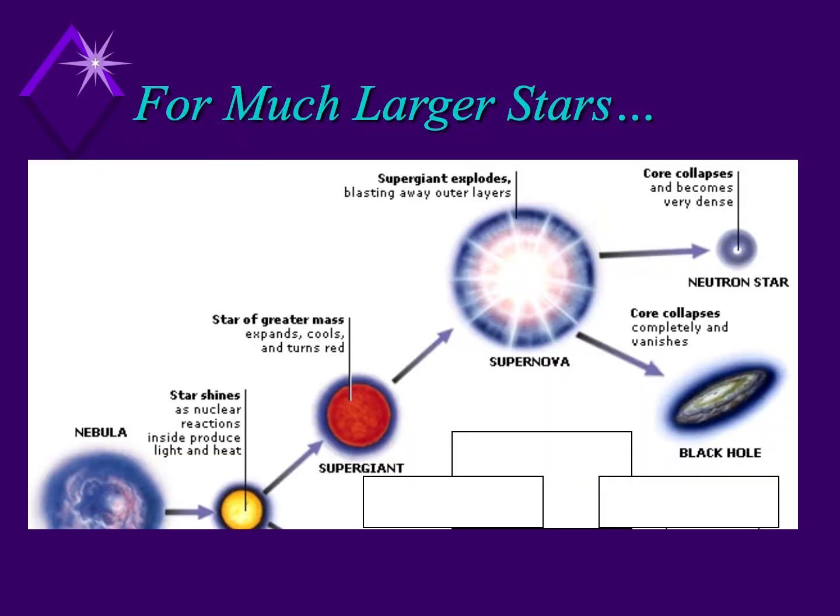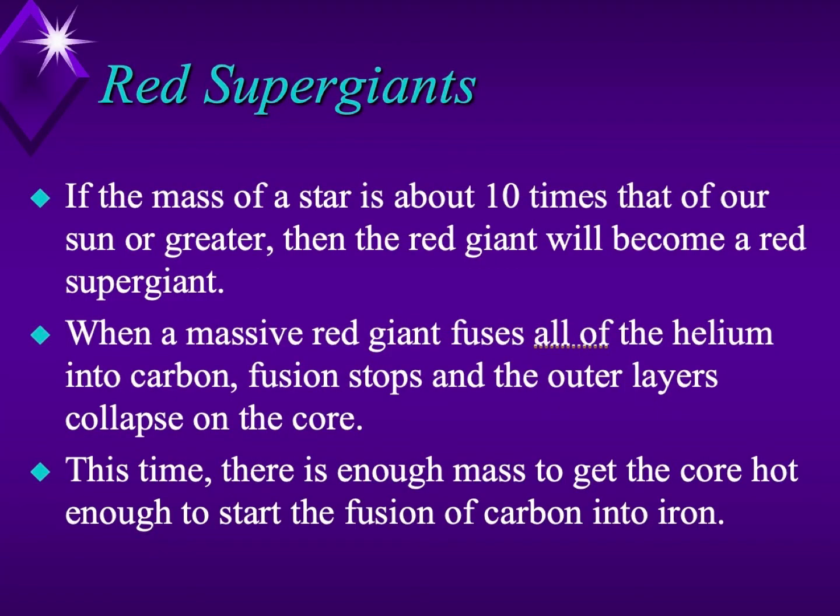Now, let's look back to our diagram and follow the other path. This is the path taken by stars, which started out much heavier than our Sun. Stars that start out about 10 times larger than our Sun will transition from a red giant to a type of star called a supergiant.